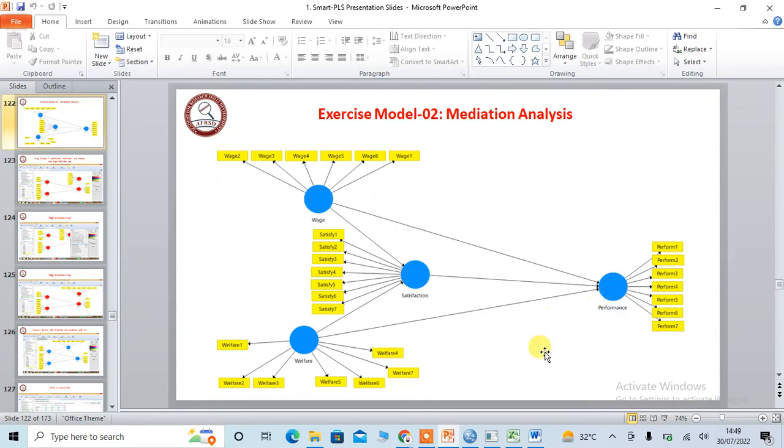Otherwise you can consider four: wages with performance 1, welfare with performance 2, satisfaction in between wages and performance, and satisfaction in between welfare and performance. There are four. So you can go for the seven or you can go for the four. You can consider any of them.